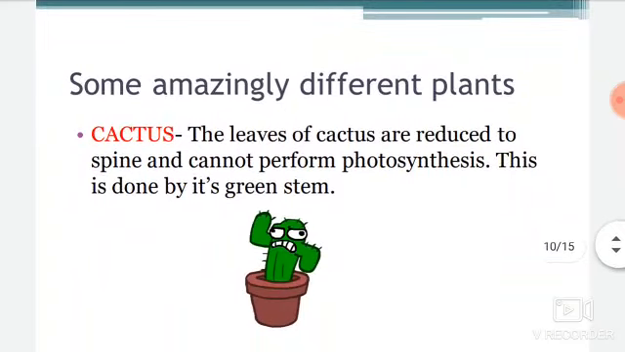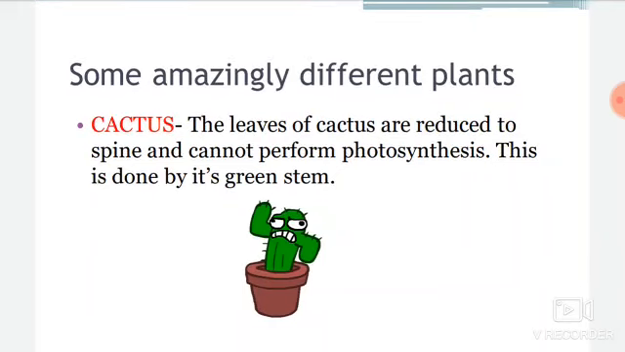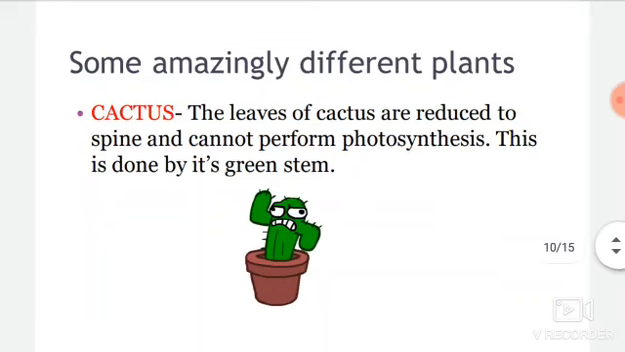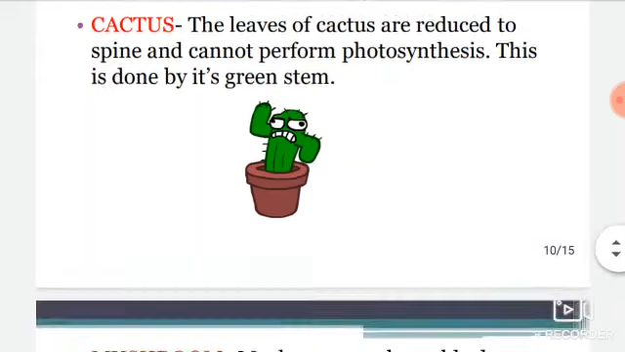Now students, let's discuss some amazingly different plants. Some plants are different from others. For example, cactus. The leaves of cactus are reduced to spines because it grows in the desert area where the water is not sufficient. And that's why when the leaves of this cactus get modified into spines, it cannot perform photosynthesis. But this process is done by its green stem because it has chlorophyll.